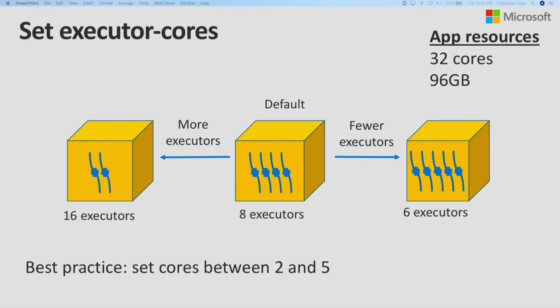And what's a good practice here? What we've seen is that setting cores between 2 and 5 is pretty good practice, because, as I said before, once we get into too much memory or too many cores, we start seeing inefficiencies, and we're not able to process tasks as efficiently.